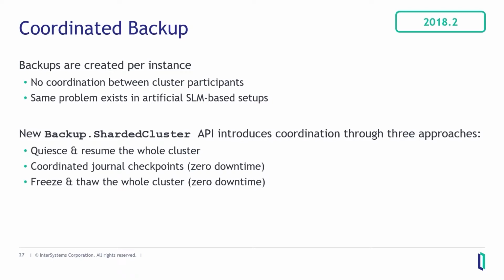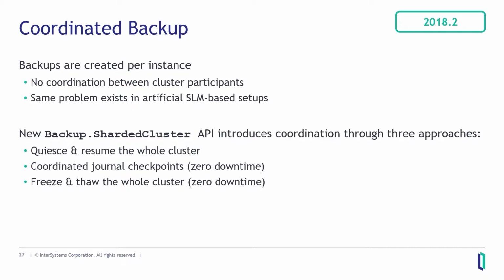Another also extremely important capability that's going to be new in the imminent 2018.2 release is support for backups of a sharded cluster that are coordinated. Because backups are something that you take per instance. There's no way around it. You could map all of your storage to the same physical device and then take a backup of that physical device, but that's not very practical in the horizontal scaling story.